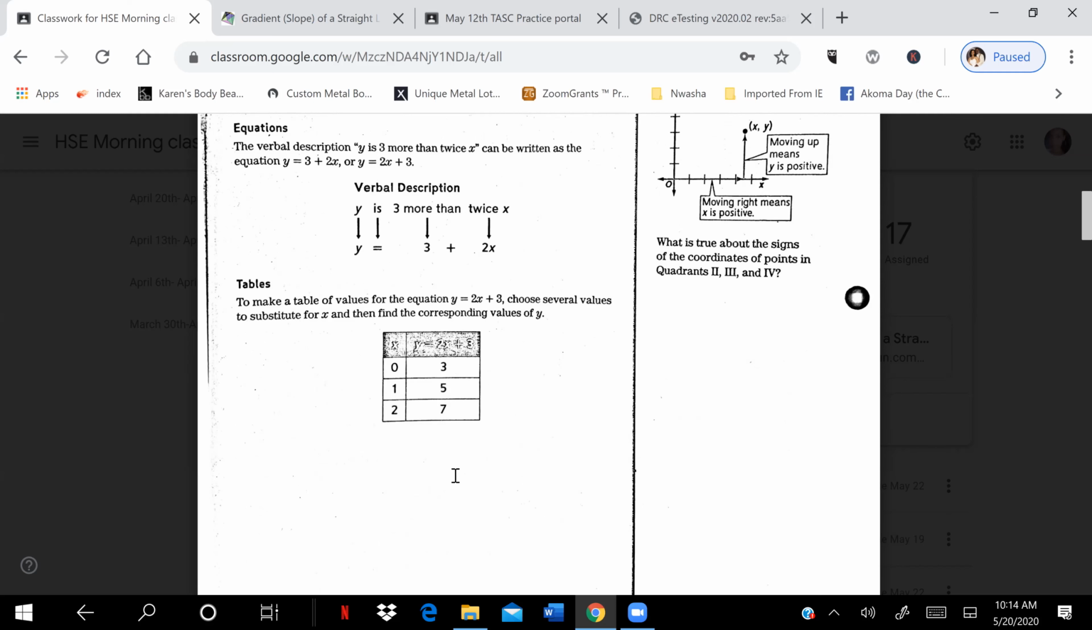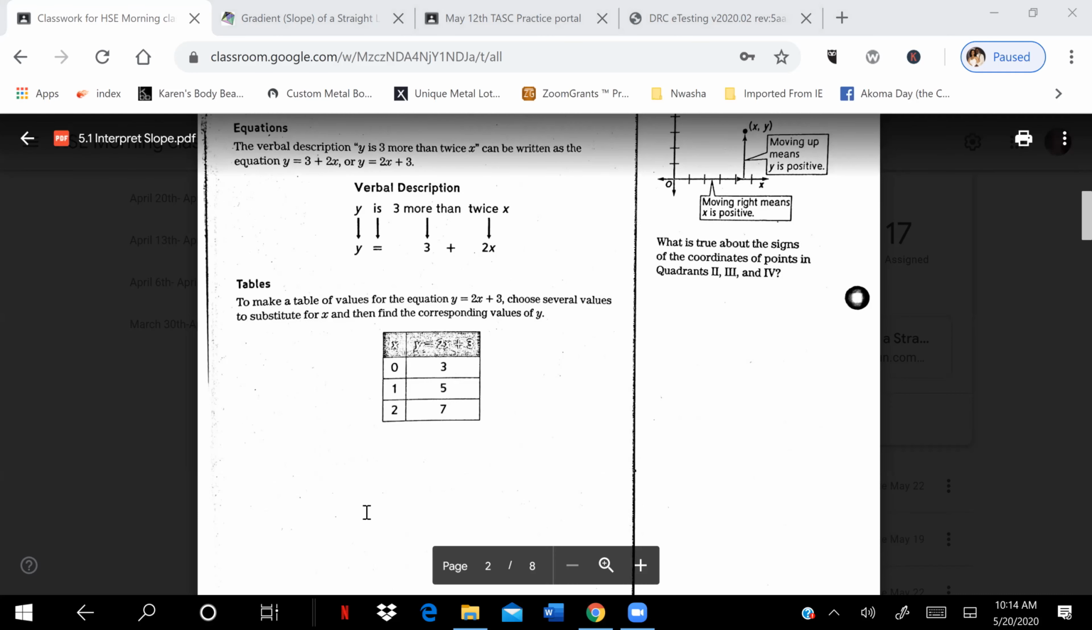So all this is really saying is you have a feel for all 4 quadrants, and you know whether or not it's going to be a negative x or a positive y, just by the description of the ordered pair.